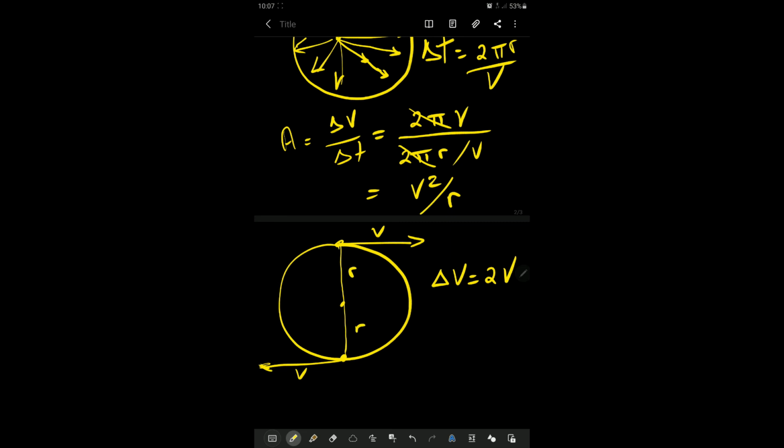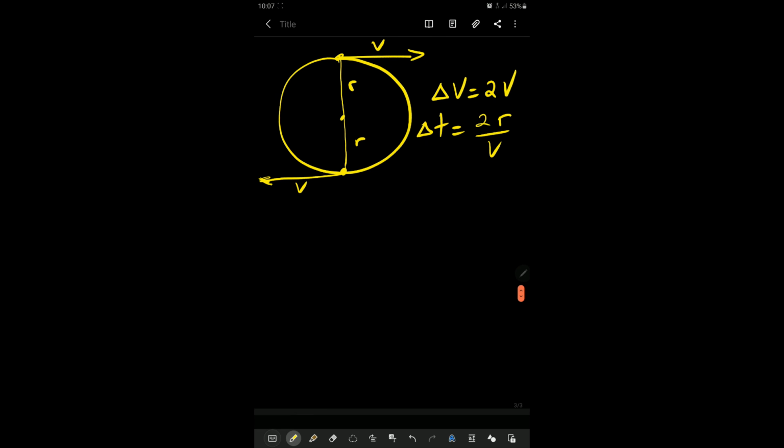Okay, now, because we're considering just two vectors, the delta t will just be 2r divided by the velocity. Because we're not considering it moving around a circle, we're just considering two vectors. If you ignore the circle, it'll just look like this. V, V, with the distance between them 2r. Okay, that's the only information you have. Forget the circle. If this is the only information you have, these will be the delta v and delta t.